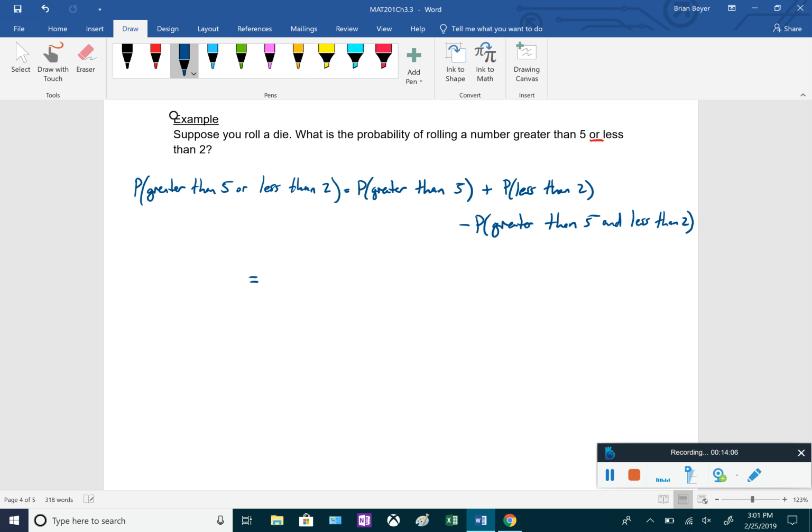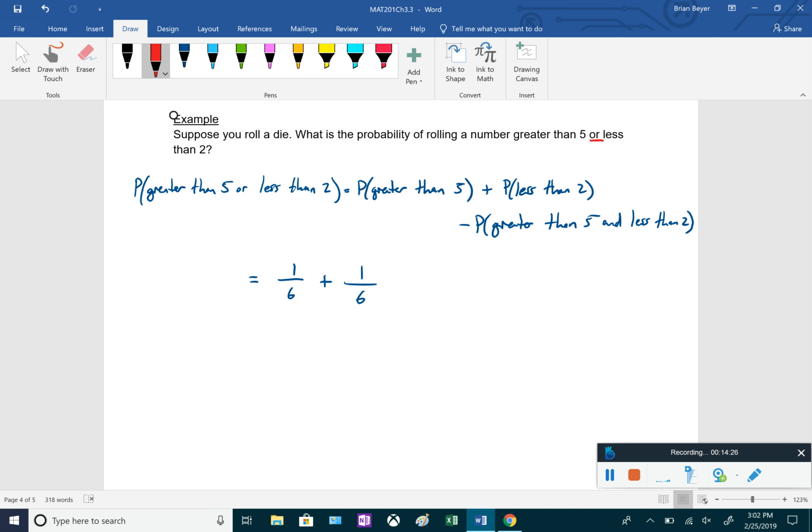So the probability that it's greater than 5: there is one number greater than 5 on a 6-sided die. It's 6. So that's a 1 out of 6 chance. Plus the probability that it's less than 2. There's one number less than 2. That would be 1. So that's going to be a 1 out of 6 chance.